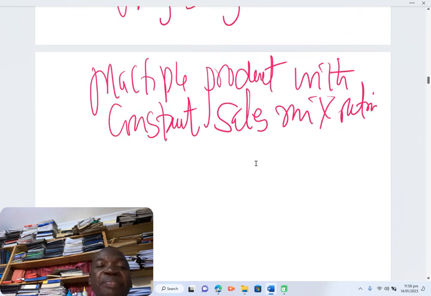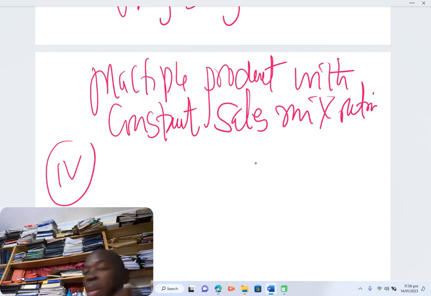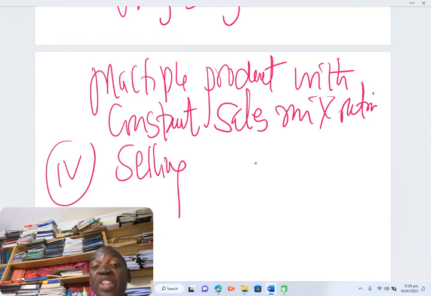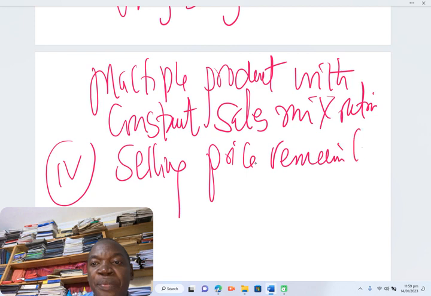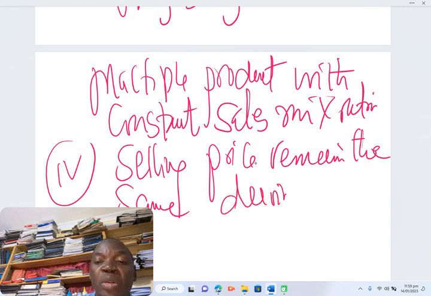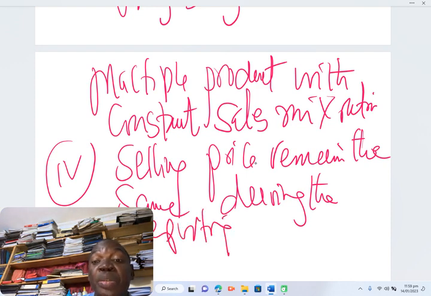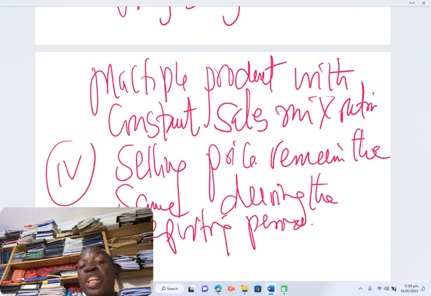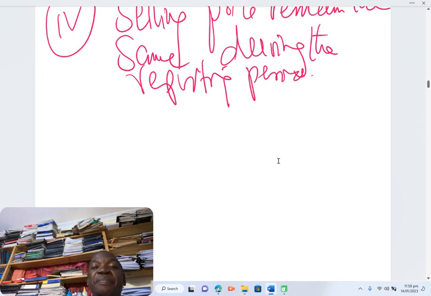Now, item number 4, the selling price. CVP assumes that the selling price remains the same during the reporting period.